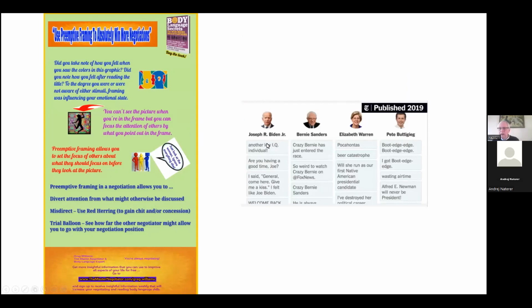This was what Trump did, how he labeled people in advance. Joe Biden, another low IQ individual. You having a good time, Joe? Bernie Sanders, crazy Bernie. Elizabeth Warren, Pocahontas. Pete Buttigieg, that kind of thing. So when you hear that person again, what are you looking for? You're looking for that previous image that was put into your mind, right? And that's where this preemptive framing comes in.